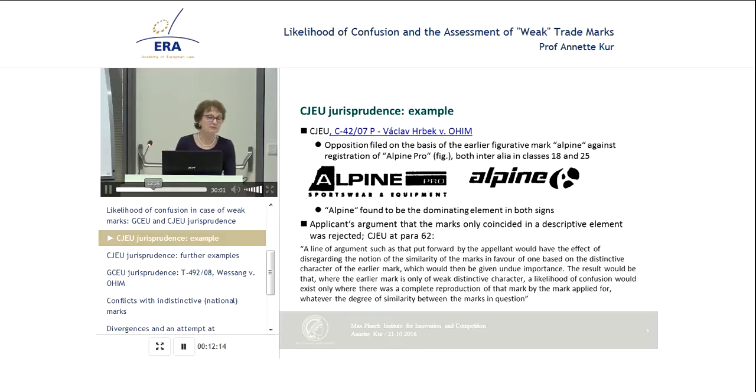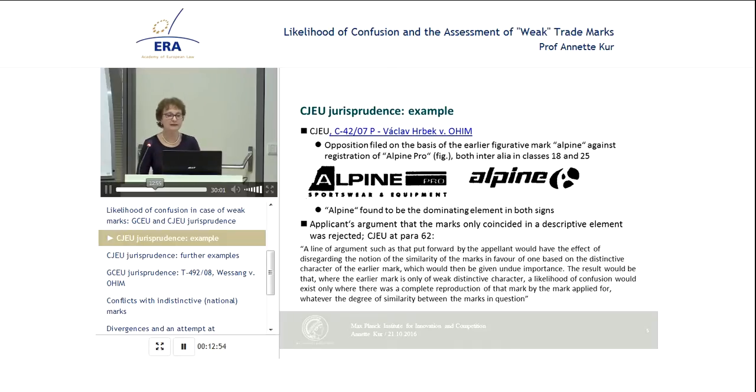This argument was rejected already at OHIM, or the EUIPO, and then also at the General Court. And the General Court's reasoning was finally confirmed by the Court of Justice. The Court of Justice brought forward the arguments that were already developed in previous case law, namely the arguments that I mentioned before, that the distinctiveness of the mark is only one element in an overall assessment, and that it does not have a direct impact on the perception of the consumers.